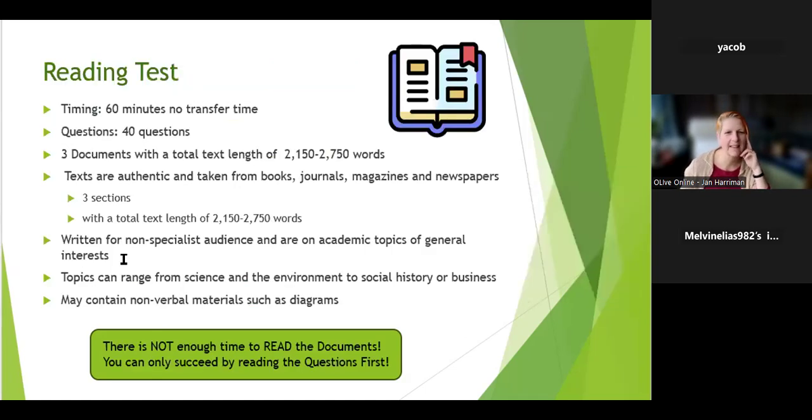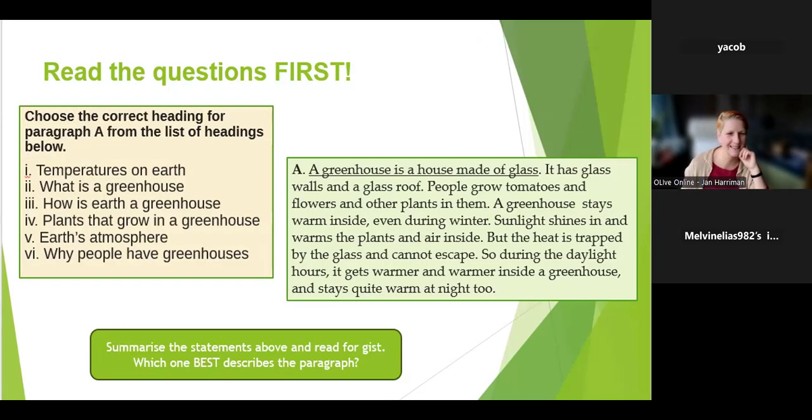Okay, I will read through it. 60 minutes. There is not enough time to read both. What are you going to read first? The questions. Okay, so on this page, here we go. Choose the correct heading for this paragraph.